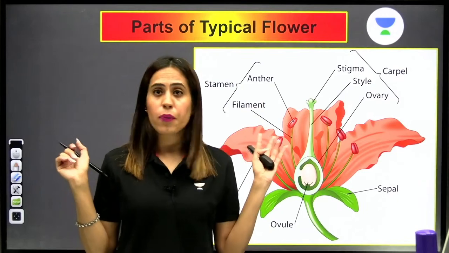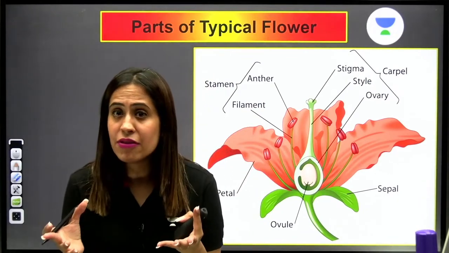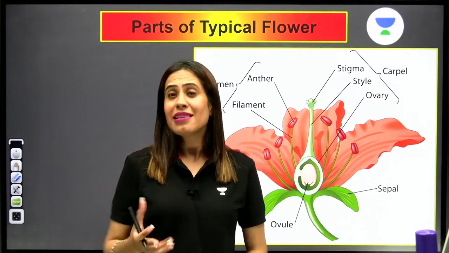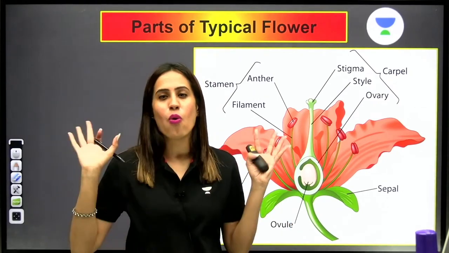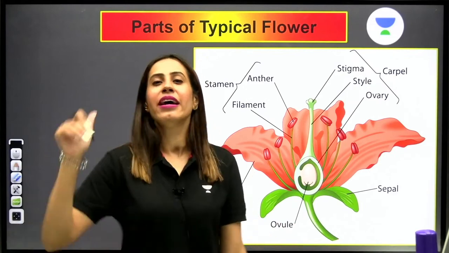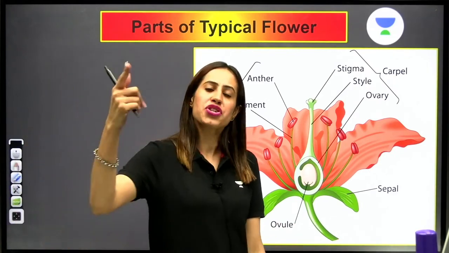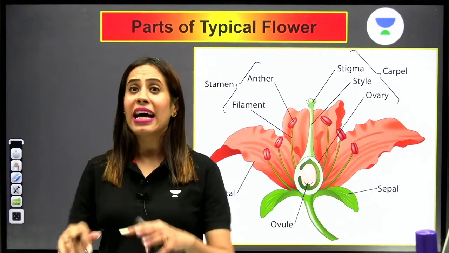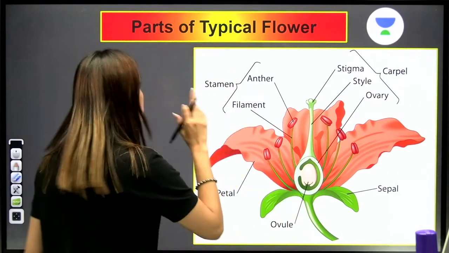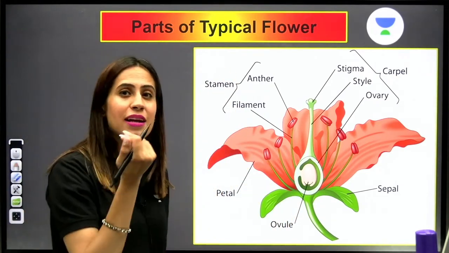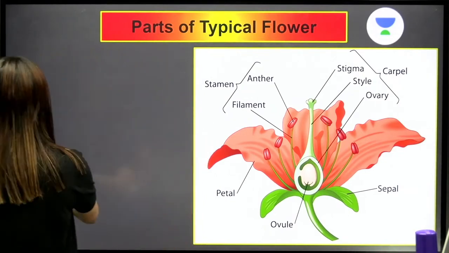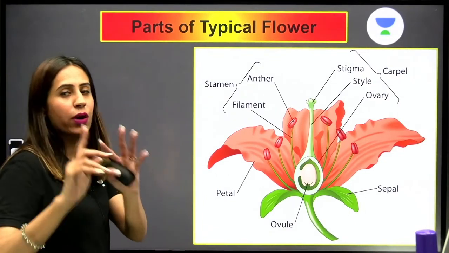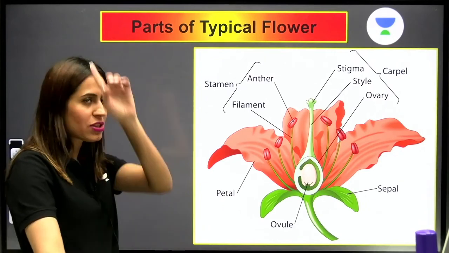Now, if I ask you a question, is stamen a whorl? Is sepal a whorl? Is petal a whorl? No. The whorls are androecium, gynoecium, calyx and corolla, right? So, sepal, petal, stamen, carpel or pistil, they are not the whorls. I am going to make this concept crystal clear for you. Just give me a minute.